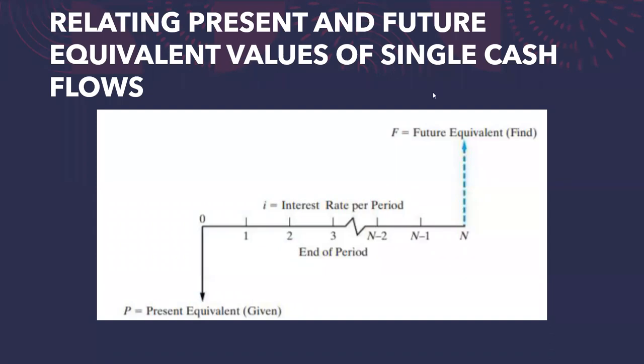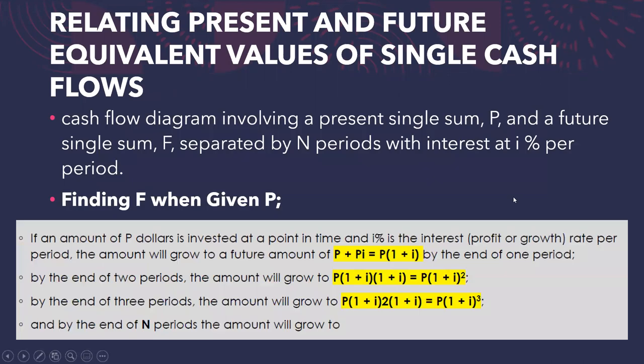So how do we relate present and future equivalent values for single cash flows? In order to relate the present and future equivalent values for single cash flows, consider a cash flow diagram involving a present single sum of capital P and a future single sum of capital F, separated by n periods with an interest rate of I per period. To identify the future value when the present value is given, we can use this formula.